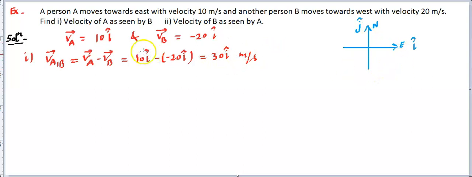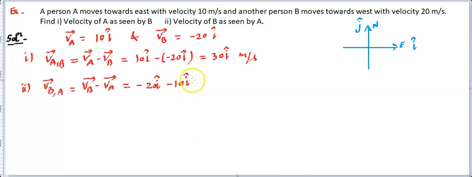Makes sense? And similarly we can answer the second part as well. In the second part it is asking about velocity of B with respect to A, and we already know that they are going to be equal and opposite. That means magnitude will remain 30 but direction will become opposite, and we can check it as well. So it's going to be VB minus VA, as per the rule, and VB is minus 20 i cap, and VA is 10 i cap, so there's going to be minus, because of subtraction, so it's going to be minus 30 i cap meter per second, which we are going to call a 30 meter per second towards west.